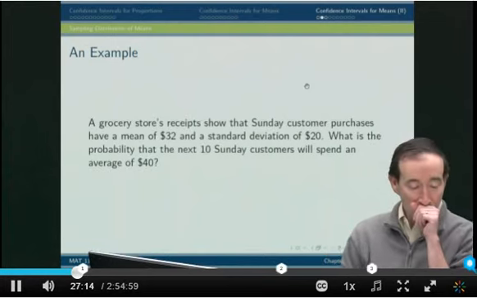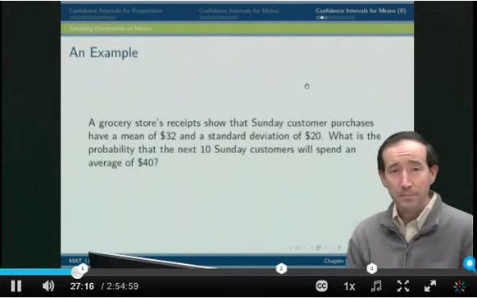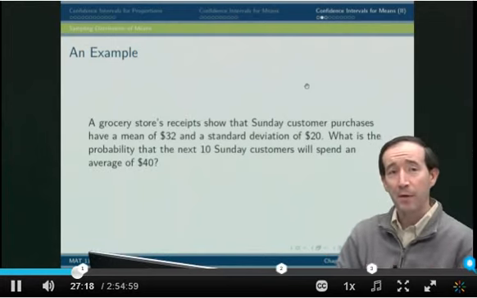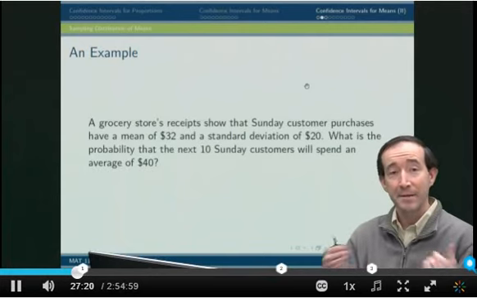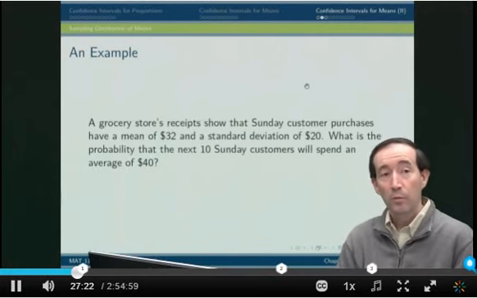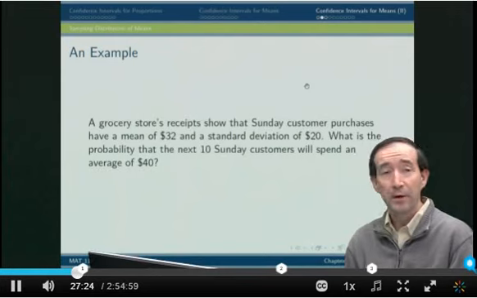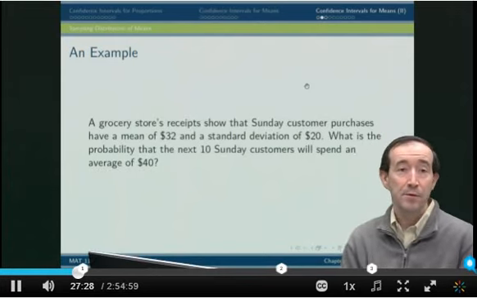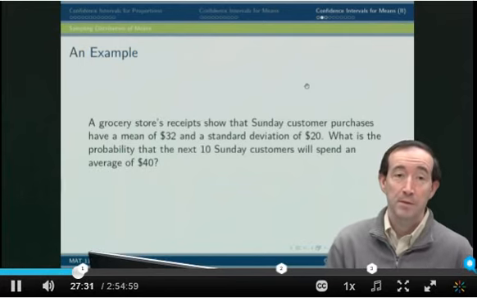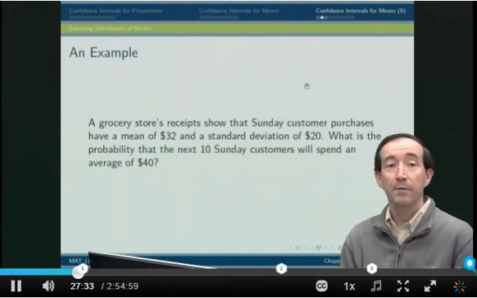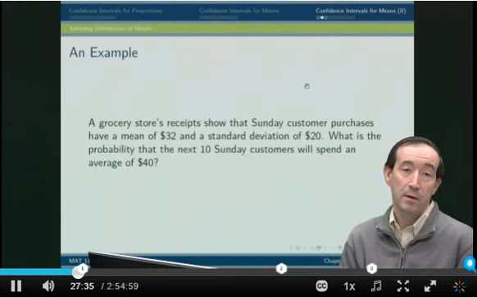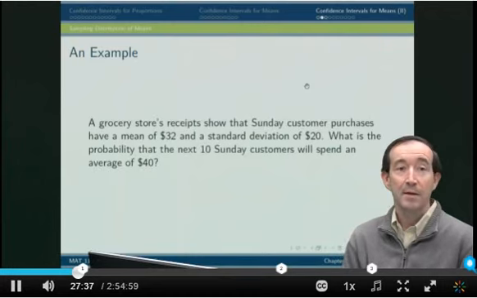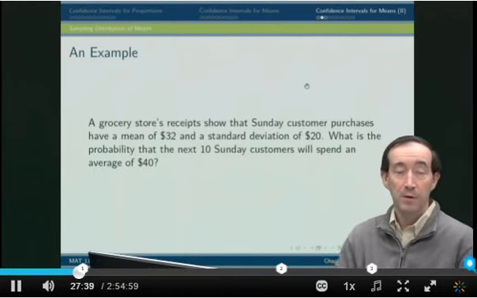Well, what I will want to do is think about whether that next 10 as a sample, having a sample average of 40, would be an unusual event. Okay? Now there's a few things I have to do here. First, I need to check those conditions. So let's think about first the independence assumption. Are those next 10 customers going to be independent of each other?